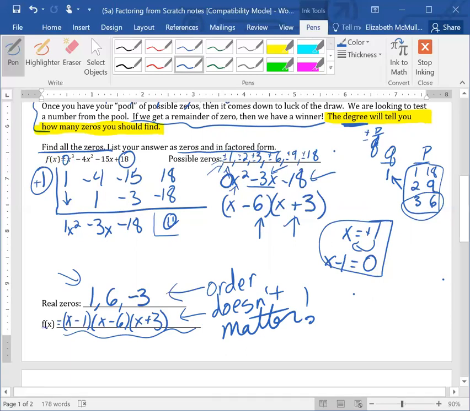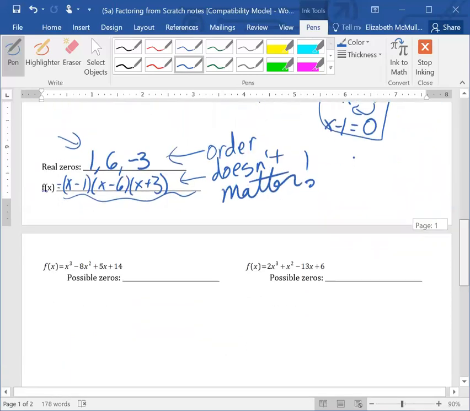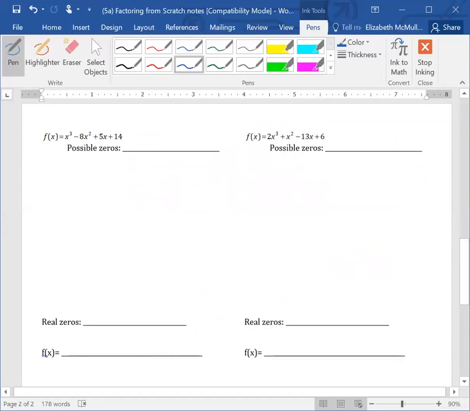All right, so let's try another example before we turn you loose on your homework. All right, possible zeros. Remember, plus or minus P over Q. I can write a Q instead of a G. All right, so all my possible P's and all my possible Q's.